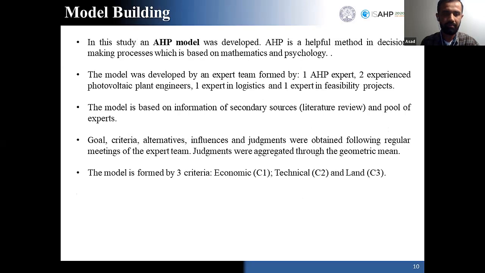So for model building, we applied AHP, and the model was built by an expert team formed by one AHP expert, two experienced photovoltaic plant engineers, one expert in logistics and one expert in feasibility projects. The model is based on information from secondary resources like literature review and a pool of experts. Goal, criteria, alternatives, influences, and judgments were obtained following the meetings of the expert team. Judgments were aggregated through the geometric means.